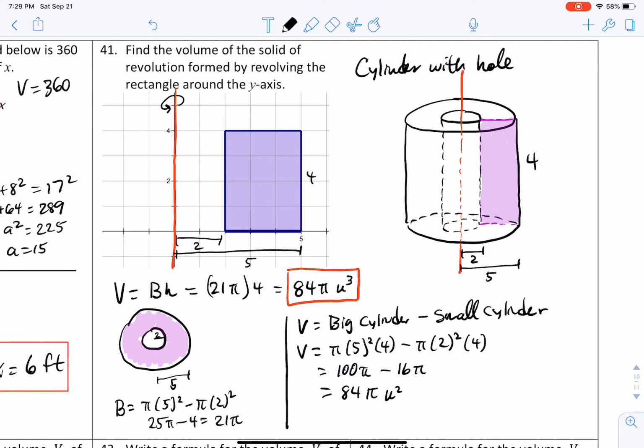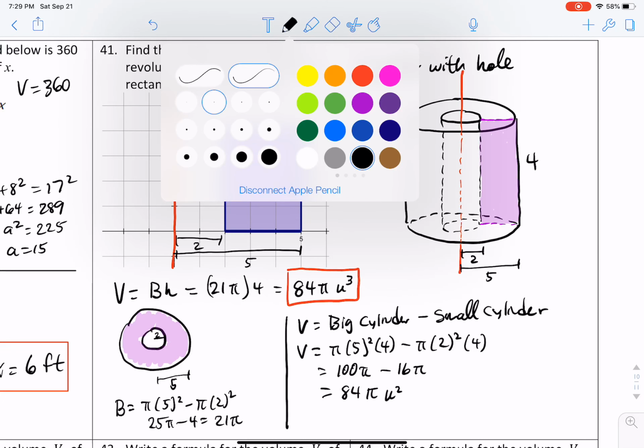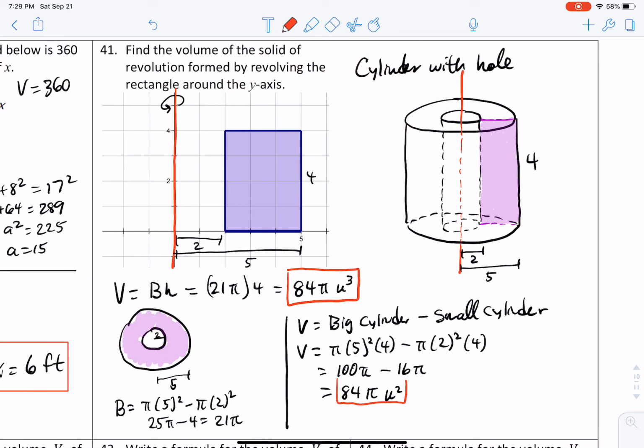All right, so any way you shake it, it still comes out to be 84 pi units cubed. If you want an approximate answer, I'm sure you have access to a calculator someplace.